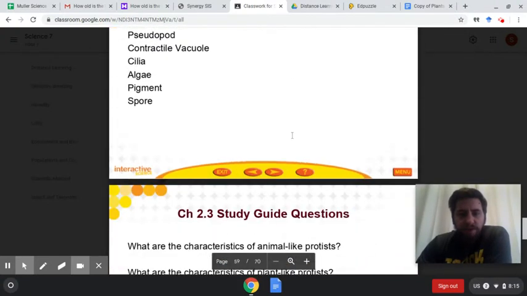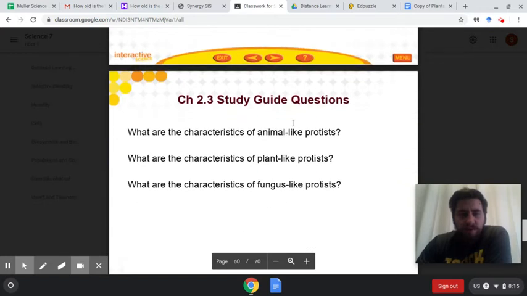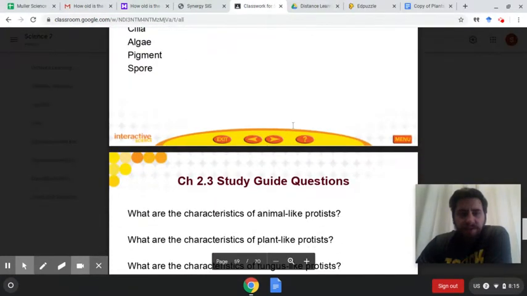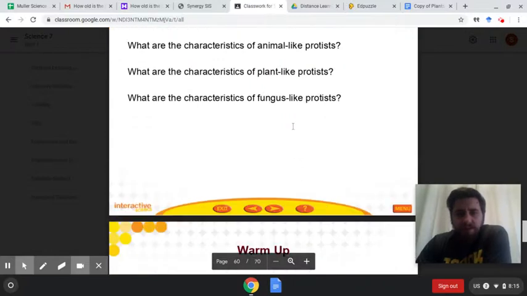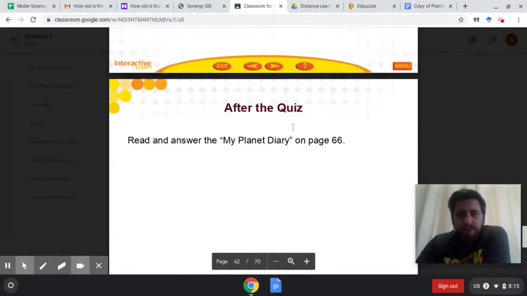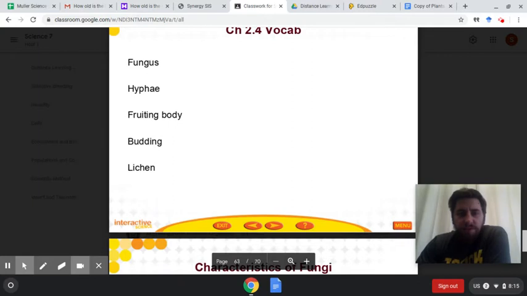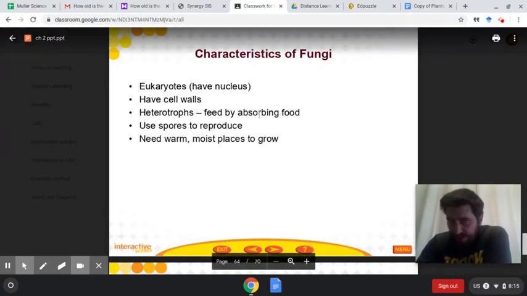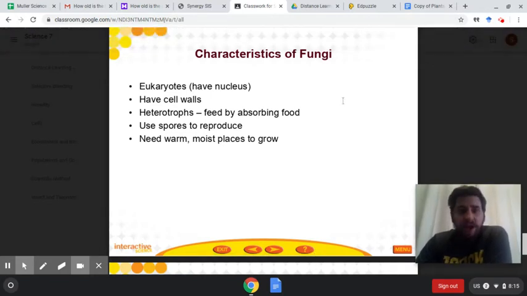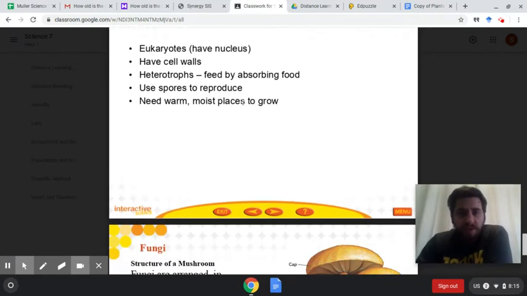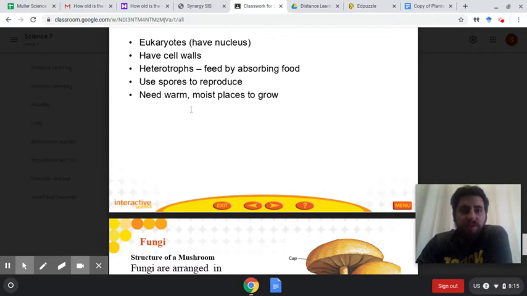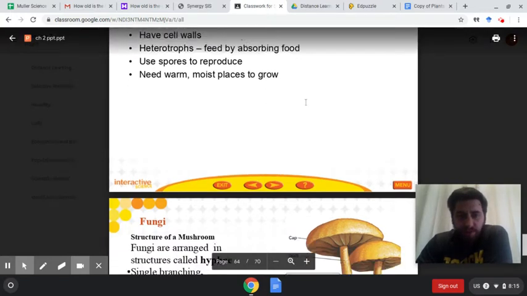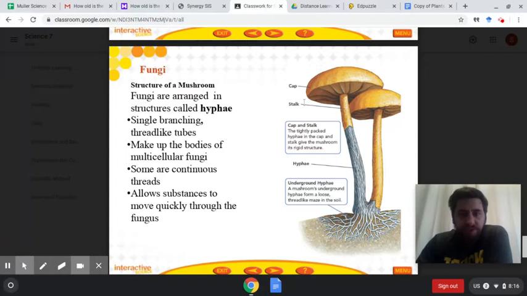Then we're going to move on to fungus. Okay, talked about fungus-like characteristics for a little bit there. Then we move into the last microorganism. We talk about fungus real quick. Characteristics of fungus: eukaryotes, meaning they have a nucleus to protect their DNA. They have cell walls like plants and some bacteria. They're heterotrophs like animals, right? They feed by absorbing food. They have to go get their food. They use spores to reproduce, like fungus-like protists. They need warm, wet places to grow. Okay, so there's some characteristics.